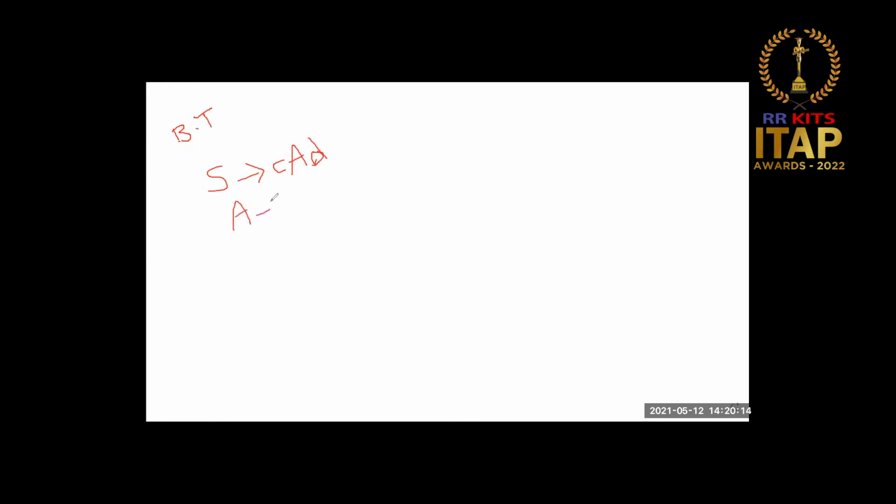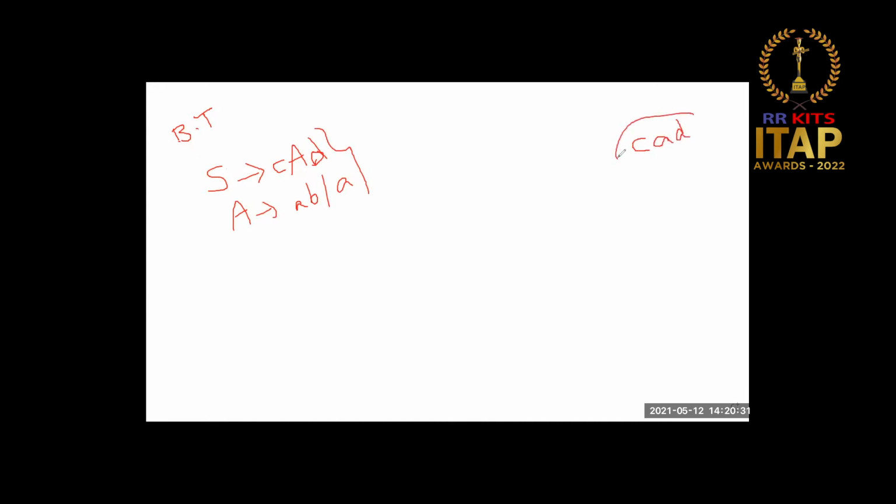So A tends to AB or A. Okay, so this is the grammar I am going to consider: S tends to CAD and A tends to AB or A. So now I need to draw the parse tree for CAD.